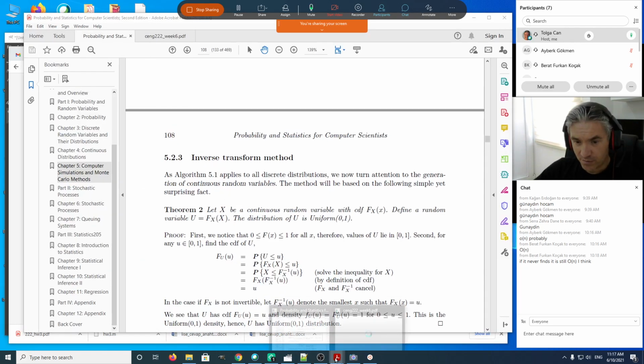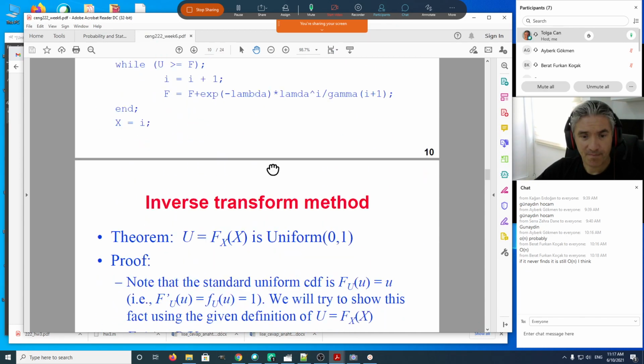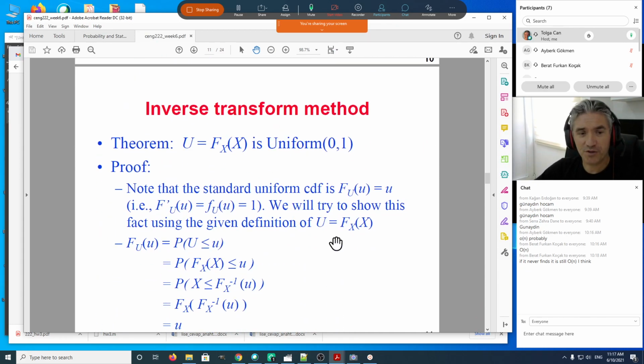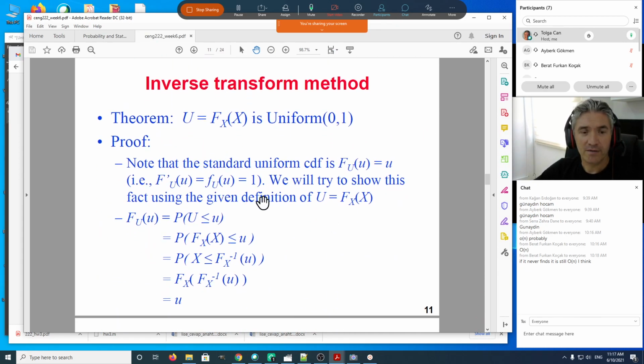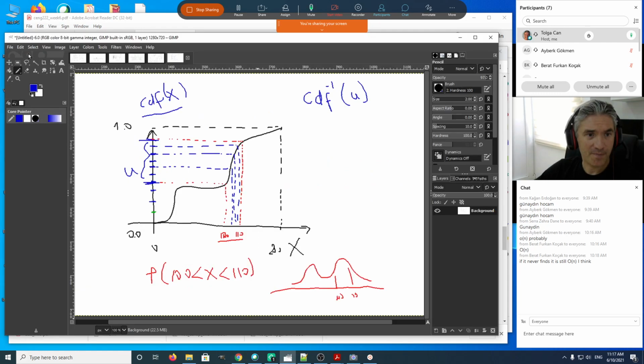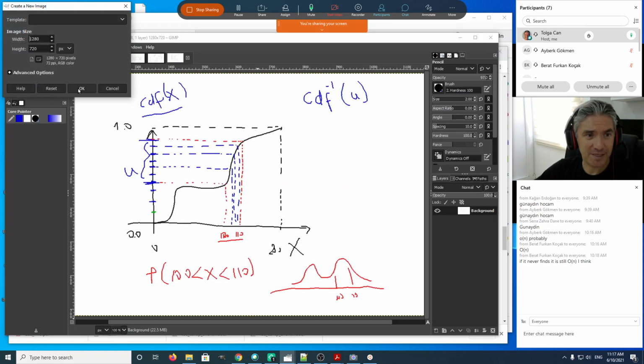And now let's go to the slides. Okay, so it's also called the inverse transform method. The proof follows from trying to figure out that the CDF of the uniform distribution itself is equal to U. Okay, so this, if you remember the PDF of standard uniform.